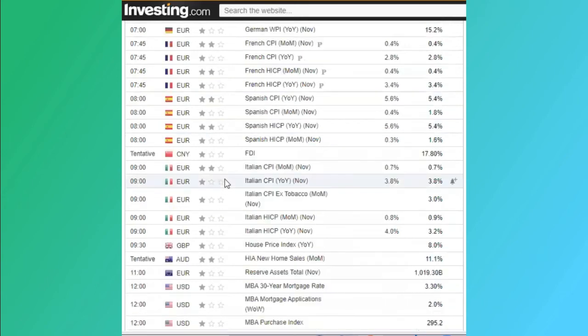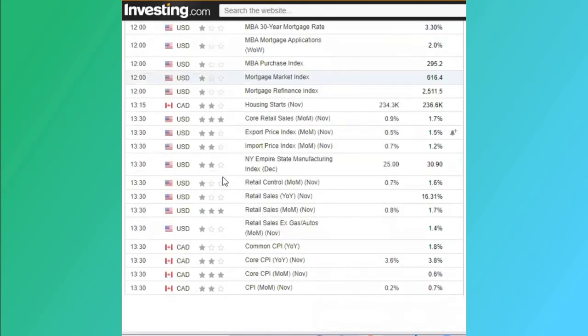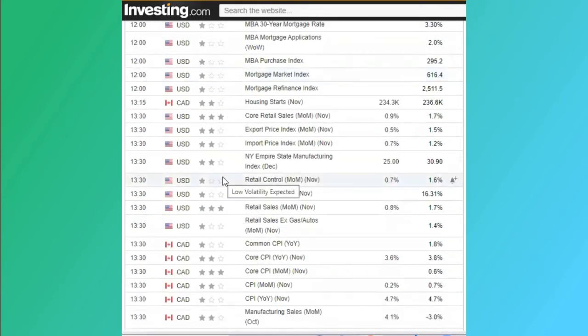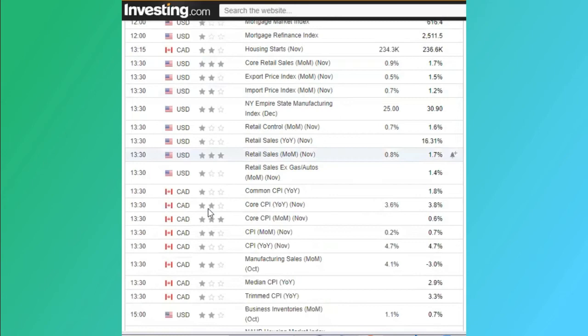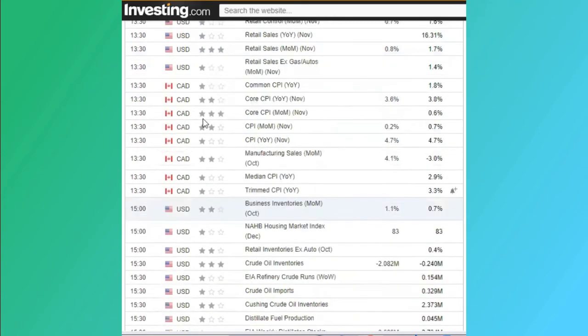If we carry on down, at 1:30 GMT, we've got core retail sales coming out of the US, another 3-star rating, and we have retail sales as well. Also at 1:30, we have news coming out of Canada. We have another 3-star rating, and this is core CPI. So inflation, basically, guys. All of these 3-star ratings can really move the pair that it is related to.